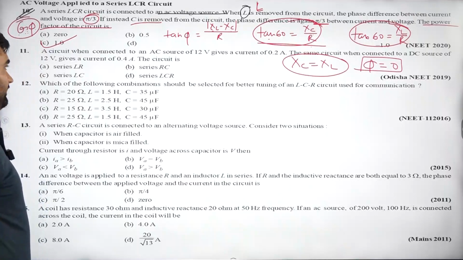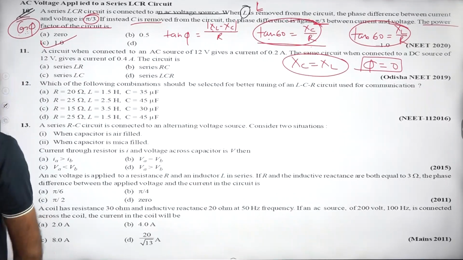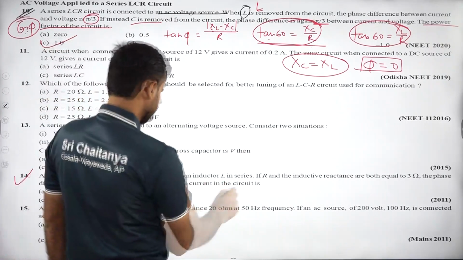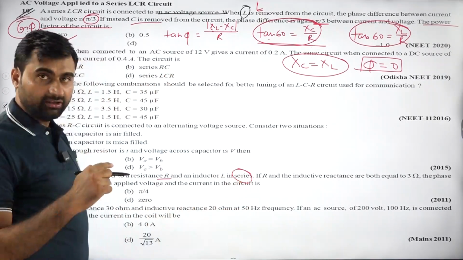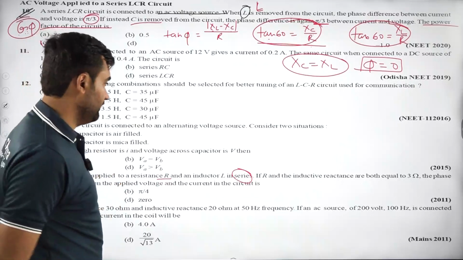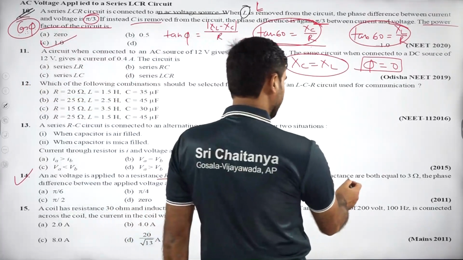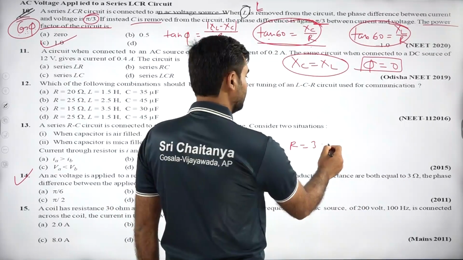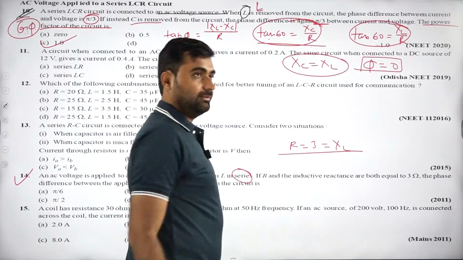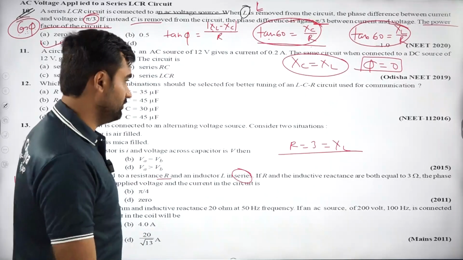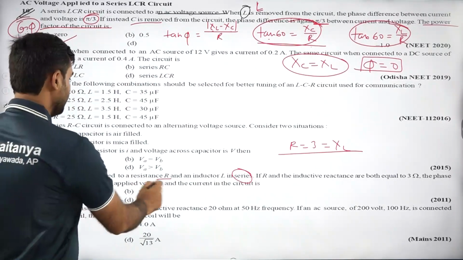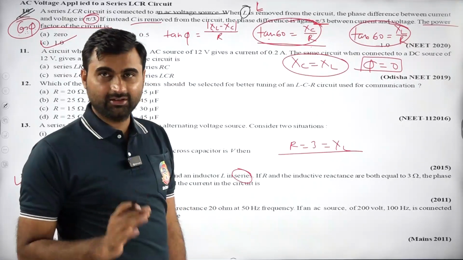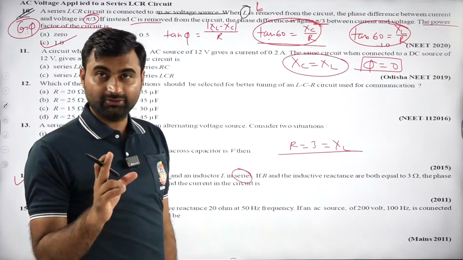Now one more question. Suppose AC voltage is applied to a resistor and an inductor, and both are in series. If R and the inductive reactance XL are both equal to 3, what is the phase difference between the applied voltage and the current? How simple a question it is. We discussed how to find the phase difference.